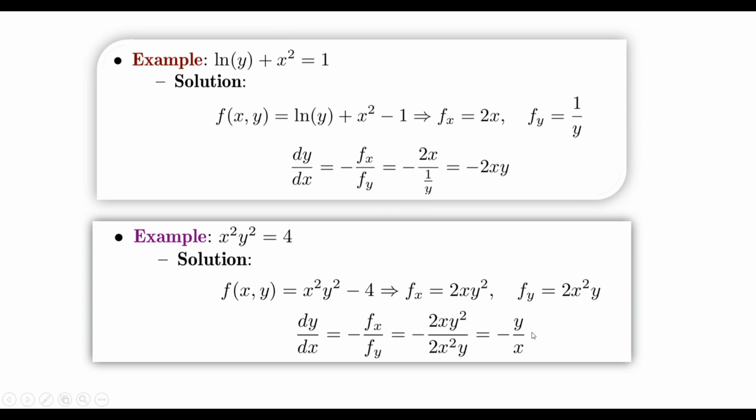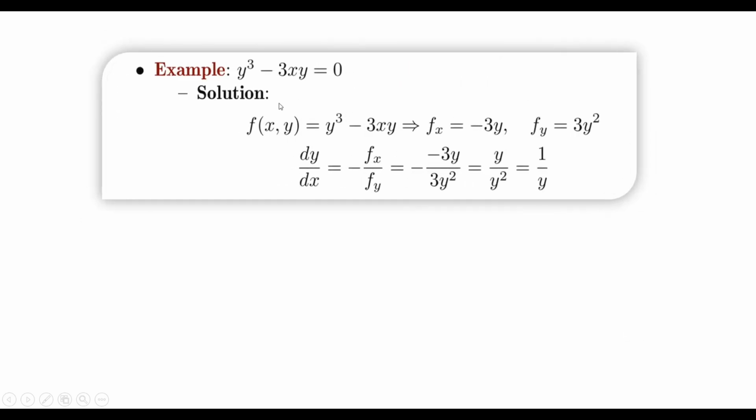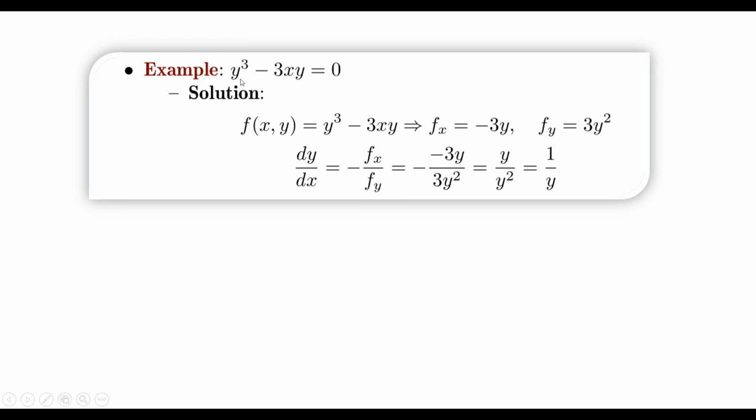The next example is based on the cubic relation in y with a linear term in x. So, y cube minus 3xy equals 0. You need to write the corresponding implicit function as y power 3 minus 3xy. Then consider dou f by dou x and dou f by dou y. The implicit differentiation is negative fx upon fy, negative of negative 3y by 3y square, y upon y square, which is 1 upon y.